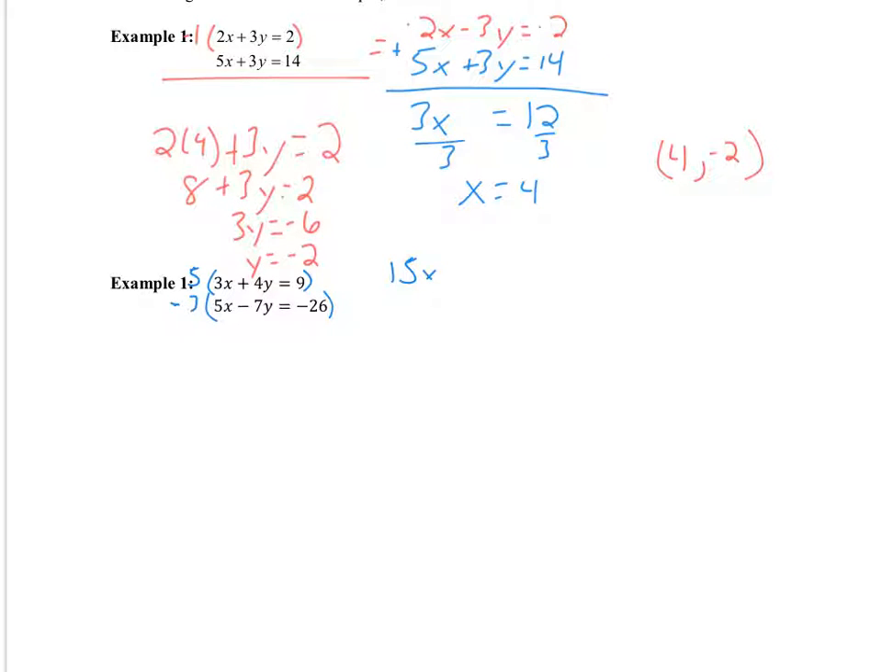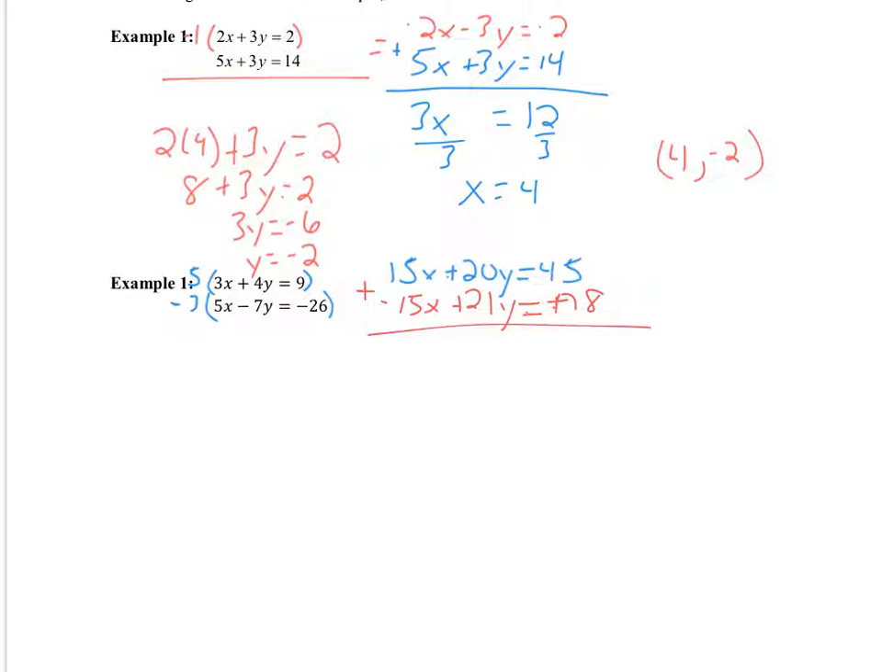So 15x plus 20y equals 45. And then the next one, when I multiply the -3 in, I get -15x plus 21y, and it's going to equal 3 times negative 26, which is negative 78. They're both negative, so that becomes a positive 78. Anyways, let's add them up.